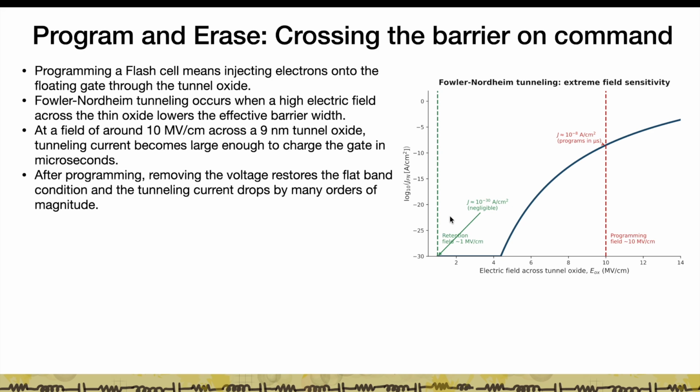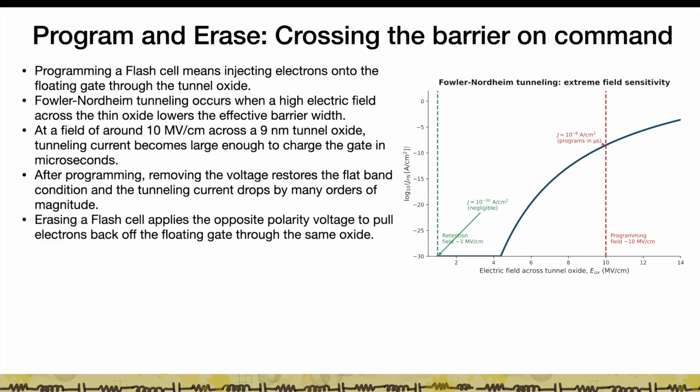A current so small that if you gathered the electrons flowing from 1 square centimeter of oxide per year, you wouldn't have enough to measure. This is why the floating gate holds its charge for years without any leakage worth mentioning. Now, at 10 megavolts per centimeter, the same exponential relationship gives a current density of around 10 to the minus 3 amperes per square centimeter. At that current level, charging a floating gate capacitance of a few attofarads takes microseconds. The programming operation is complete.